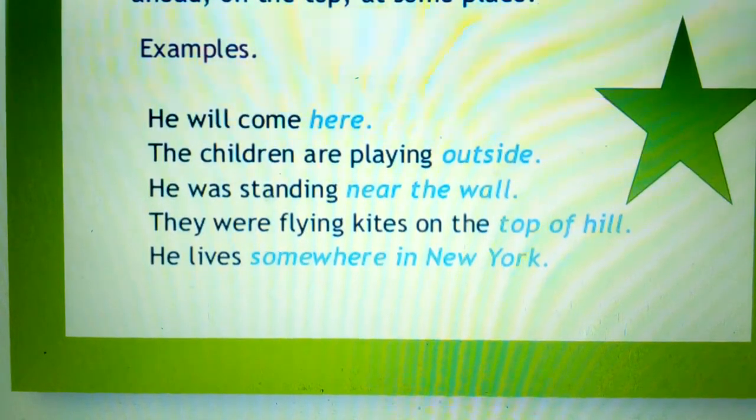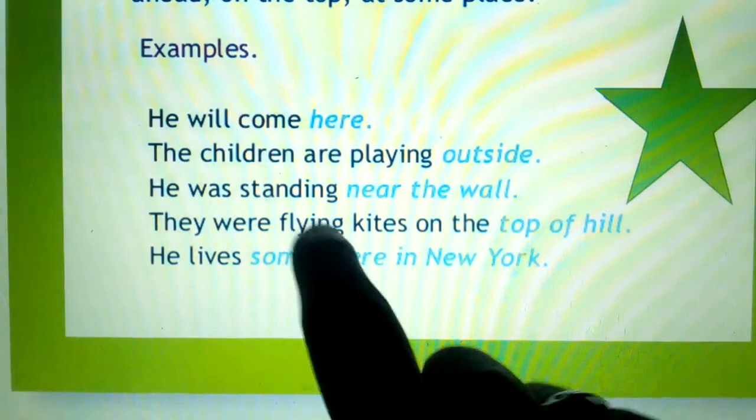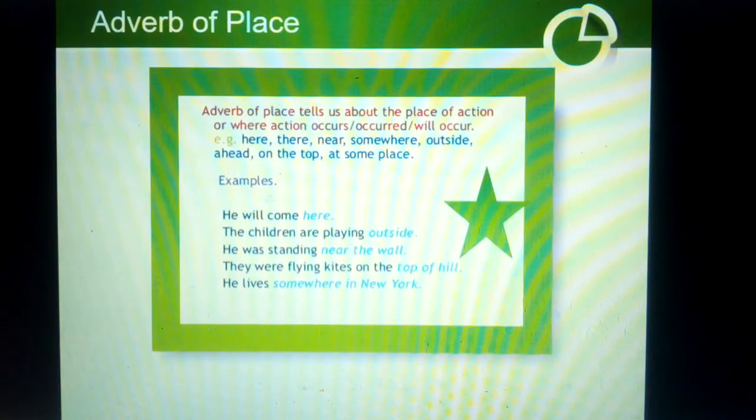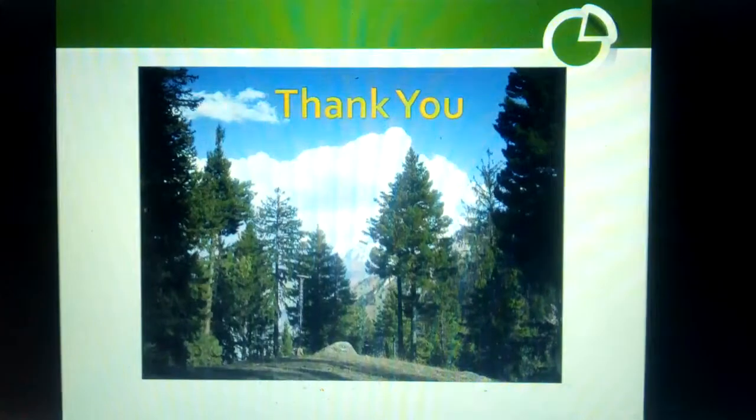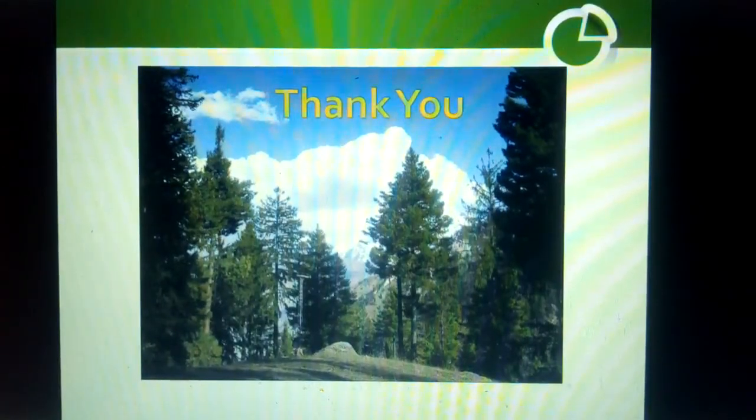So in the first example, he will come here. Come is a verb and here is an adverb. And this is an adverb of place. So it was all about adverb.